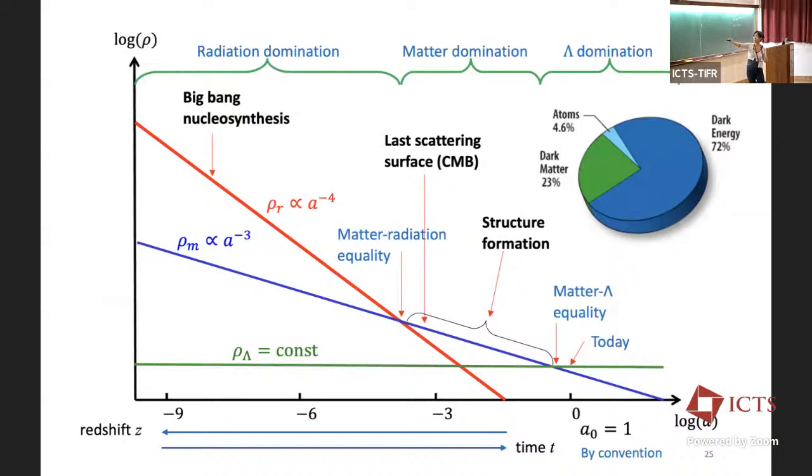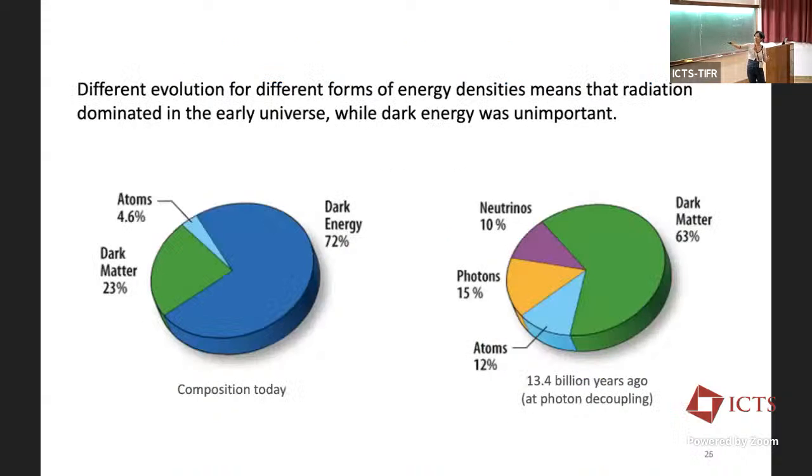So we have the cosmological constant taking over at late times, giving us this picture here where the dark energy is 75%. Whereas if you go back to earlier times when radiation was more important and dark energy wasn't important, then you have this different pie showing.